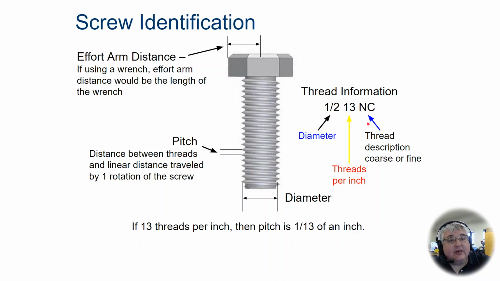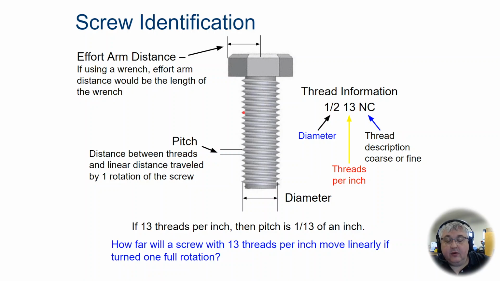And then the last one is coarse or fine, or in some cases ultrafine. We have a C for coarse. Don't get too worked up on the N. I think it stands for national because this is the Unified National Code, UNC threads, but it just means coarse. If you saw NF, that's a fine thread, and it basically means how well the threads are made. How pointy is the point? How round is the bottom?